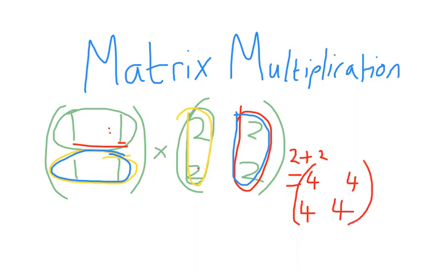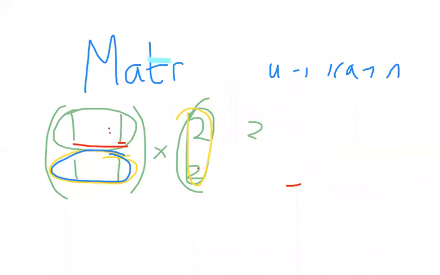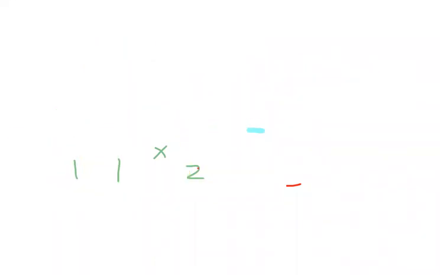Now I'm going to do a harder example using more random numbers. And once you've got that, you should be able to do any matrix multiplication for 2 by 2. And pretty much all matrix multiplication comes down to looking at the rows and looking at the columns and doing that step by step properly.